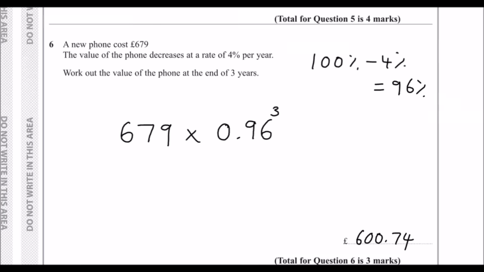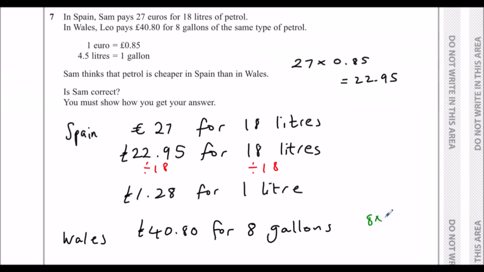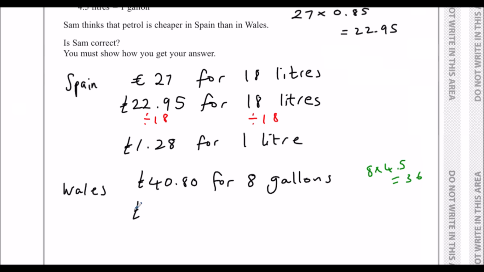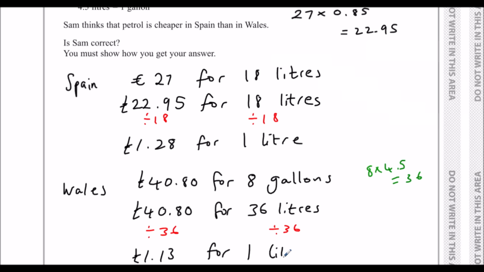Then let's look at the situation in Wales. So £40.80 for 8 gallons. Each gallon is 4.5 litres. So 8 times 4.5 is 36. So it's £40.80 for 36 litres. And then if we wanted the price of 1 litre, we could divide by 36. So £40.80 divided by 36 is £1.13. So it's £1.13 for 1 litre.